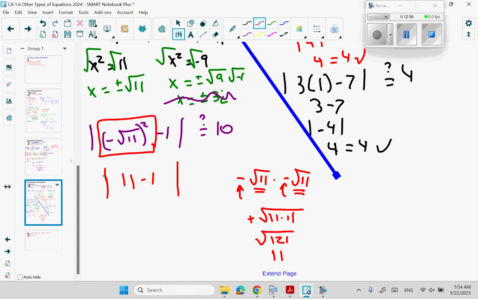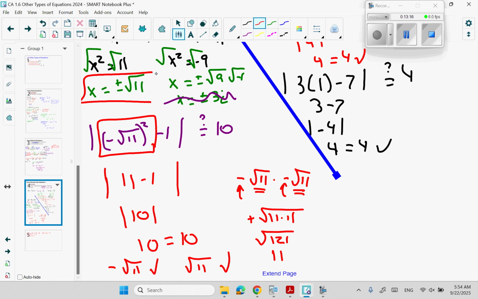So 11 minus 1 gives me 10. And the absolute value of 10 is 10. So the nice thing is, negative square root of 11 works. Well, following that exact same logic, positive square root of 11 would also work because the steps would be the same. I would end up with positive 11 there, minus 1. So both of those solutions do work.